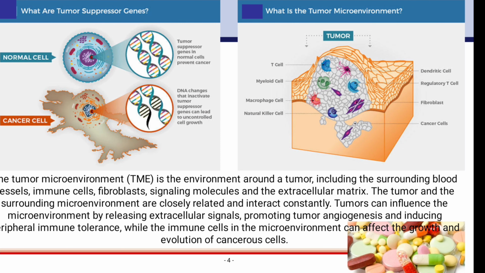What are the tumor suppressor genes and tumor microenvironment? The tumor microenvironment is the environment around a tumor, including the surrounding blood vessels, immune cells, fibroblasts, signal molecules, and the extracellular matrix. The tumor and the surrounding microenvironment are closely related and interact constantly. Tumors can influence the microenvironment by releasing extracellular signals, promoting tumor angiogenesis, and inducing peripheral immune tolerance, while the immune cells in the microenvironment can affect the growth and evolution of cancer cells.